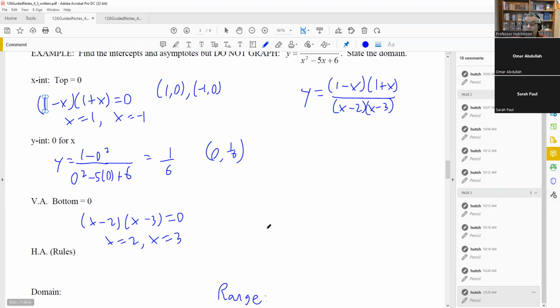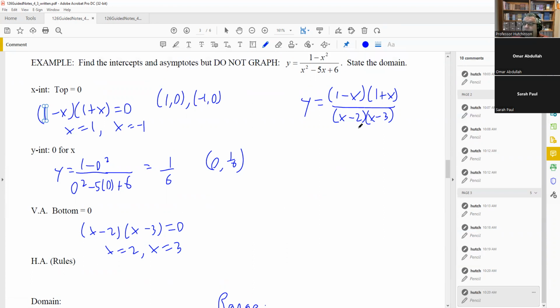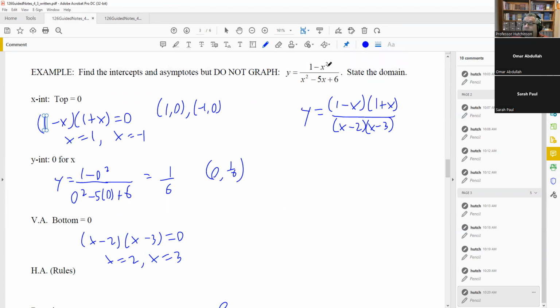All right, next is the horizontal asymptote, and here are the rules. Now we go back to the original function, and we want to look at the highest power on top and the highest power on the bottom.